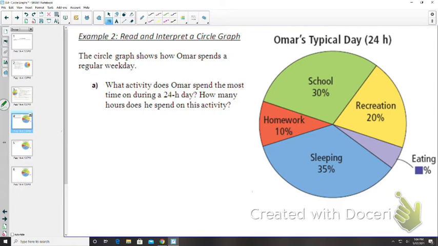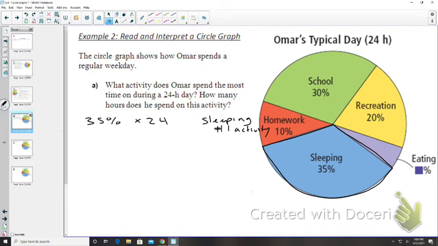Okay, so if we analyze the circle graph and we're trying to find the most time or the most popular thing, we're going to look for the biggest section. The biggest section in this particular circle graph is sleeping. Omar sleeps 35% of the day, which has 24 hours in it. So sleeping is his number 1 activity.